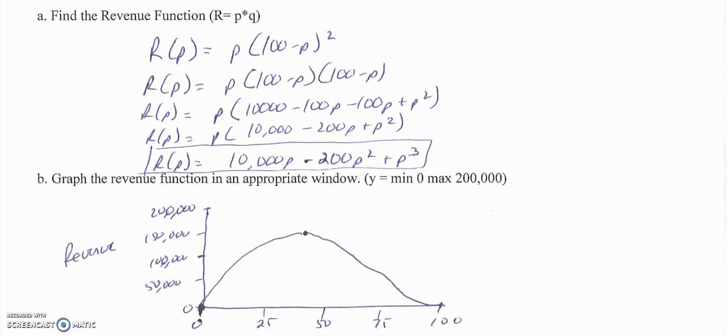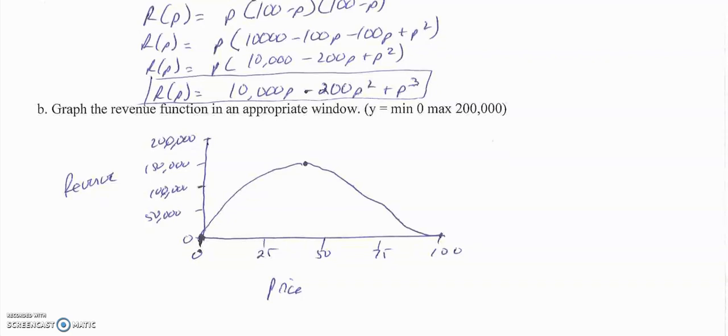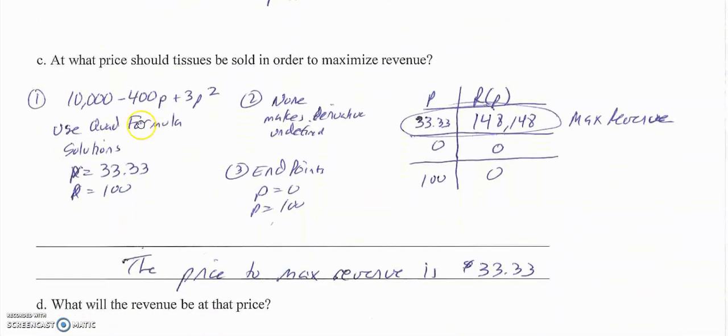Now we're going to go through our steps, stationary, singular, endpoints, but we'll use the graph, where our domain is from 0 to 100, and then the y is given from 0 to 200,000, but we can get that from our table. So we do stationary, singular, endpoints. So for stationary, we take the derivative. The derivative would be 10,000 minus 400p plus 3p squared.